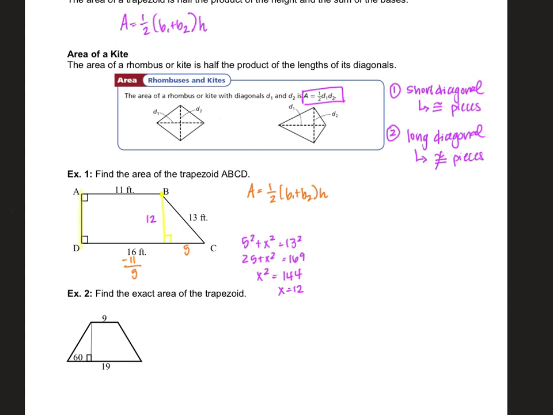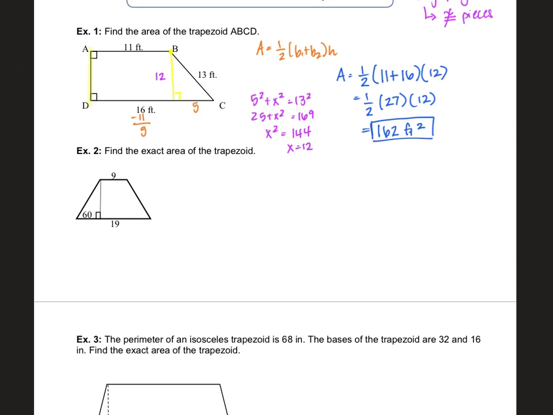Okay, now at this point I think I have enough information to be able to plug into my area formula and solve. So area equals 1/2, my base 1 was 11, plus base 2, which was 16, times the height of 12. Okay, now you could technically type this all in the calculator, but we could logically work our way through it. 11 plus 16 is going to give us 27. Okay, then I always like to half my even value, so half of 12 is 6, and 6 times 27 is going to give me 162 feet squared.